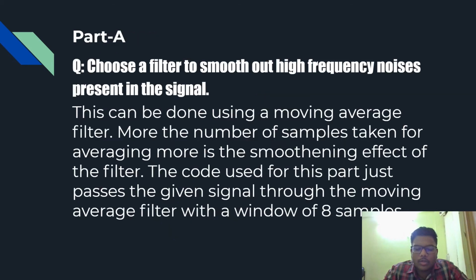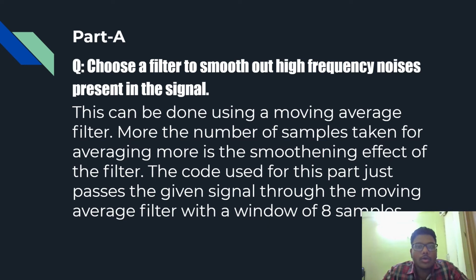So, coming to the experiment part, the first part of the experiment is to choose a filter to smooth out high frequency noises present in the signal. This can be done using a moving average filter. The more samples taken for averaging, the more is the smoothening effect of the filter. The code which we use now just passes the given signal through the moving average filter with a window of 8 samples. So here the value of L is 8.